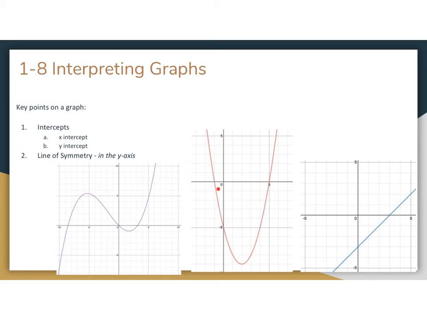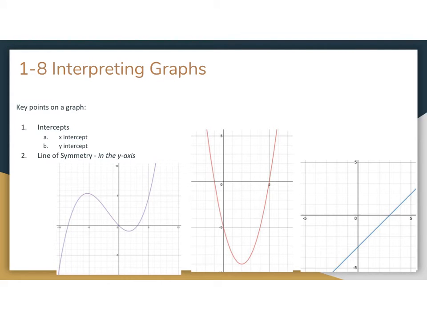This graph here, we have x-intercepts here at 1 and another one at 5. And our y-intercept is at -5. And if we look at this third graph, we have an x-intercept here at 3 and a y-intercept at -3.